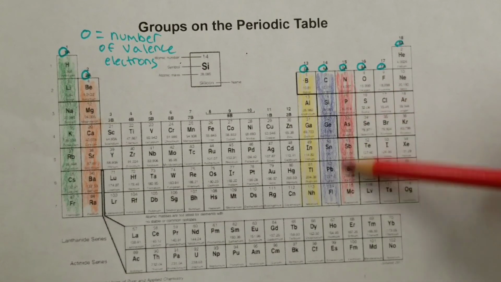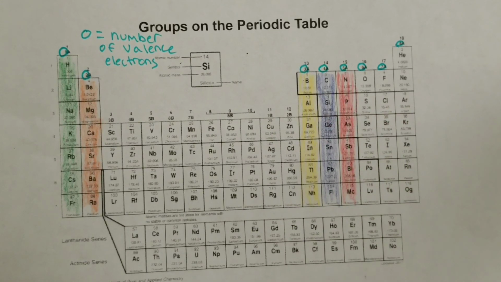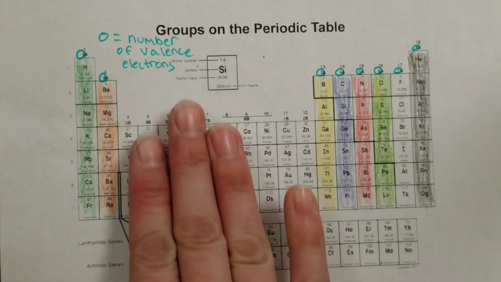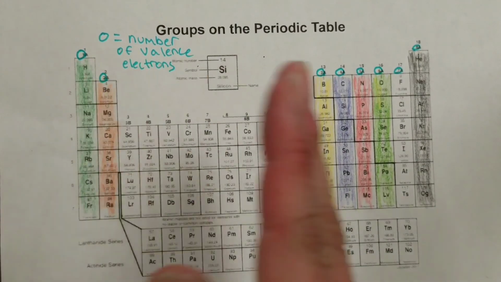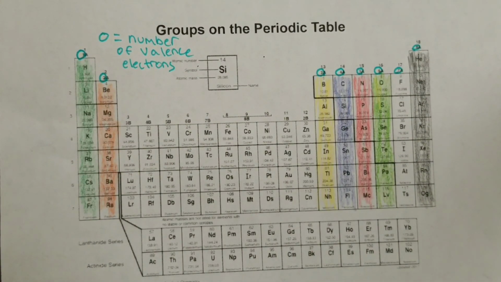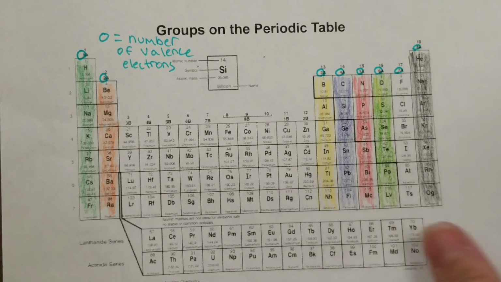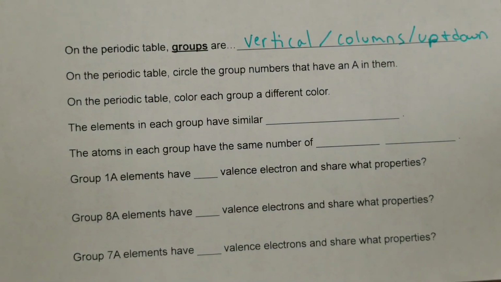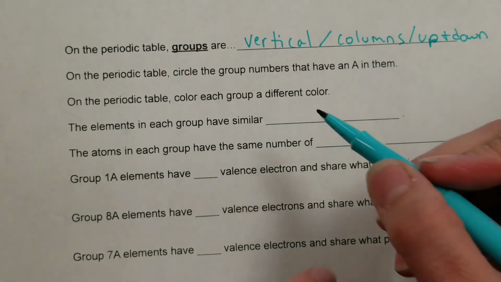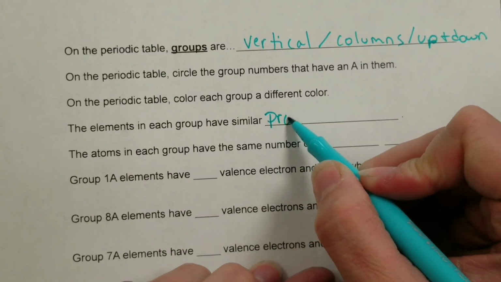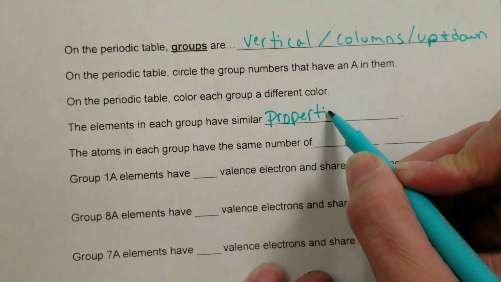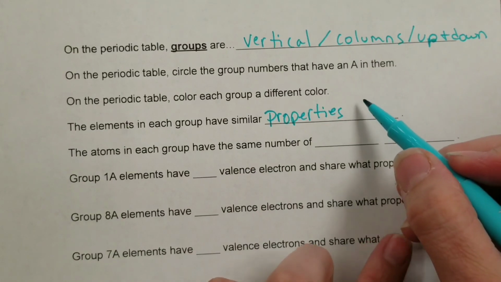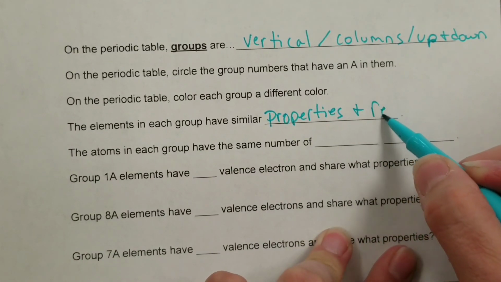All right, so each one's a different color. For the sake of, again, 8th grade science, I'm going to ignore my transition metals, just as long as we know each group is a different color, because those are their own group. All right, on the back it says the elements in each group have similar, hopefully we remember, similar properties. And this should also say reactivity. I'm going to add that.